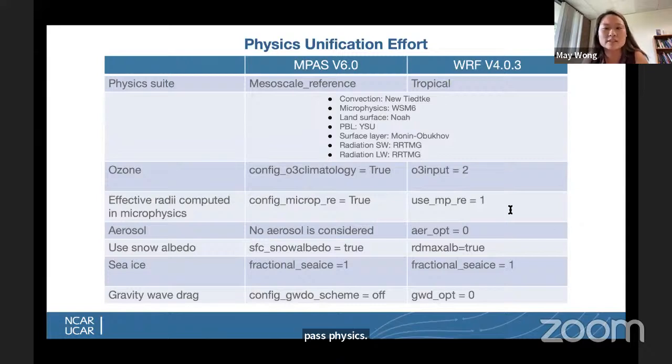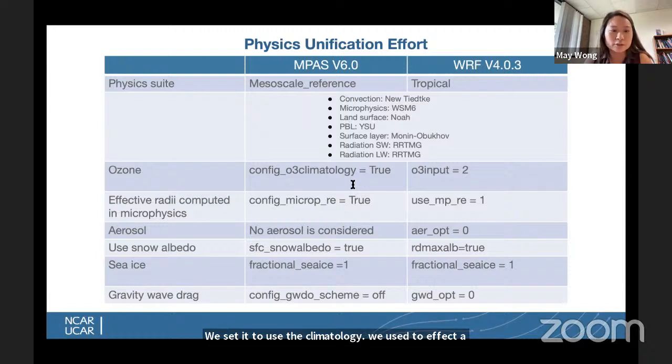And so I won't list the physics schemes, but this is basically the physics that are used. For ozone, we set it to use the climatology. We use the effective radii computed in microphysics for the radiation computation. No aerosols are used, and we did turn on fractional sea ice as well as snow albedo, and we turned off gravity wave drag to keep it simple.